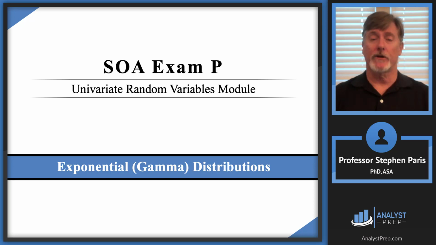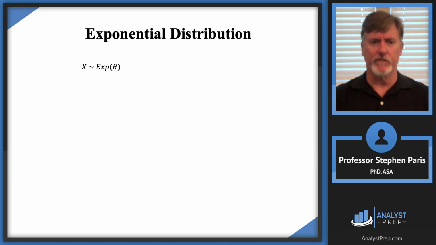Hi, in this video we're going to look at the exponential distribution. As I've said several times in previous videos, it generalizes to a gamma distribution, so we're going to talk about both. Let's just get right into the notation for the exponential distribution. I'm going to denote it by EXP, which stands for exponential, and this is our notation for capital X following an exponential distribution with a parameter theta. There's only going to be one parameter, theta.